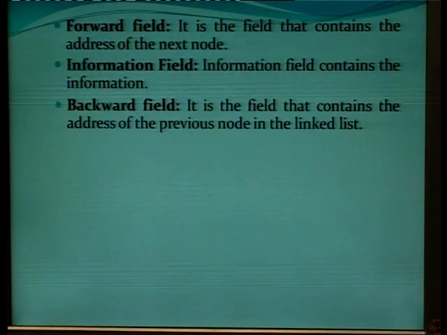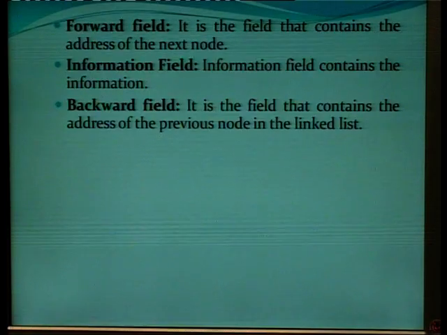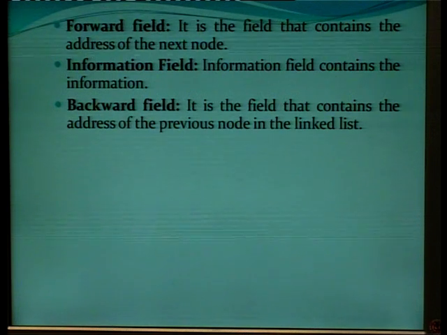Information field contains the information or data which is valuable or to be stored in a data structure or a doubly linked list. Backward field is used to contain the address of the previous node in the linked list. So why is it known as doubly linked list? It is known as doubly linked list because it has two pointer variables, one is forward field and one is backward field.